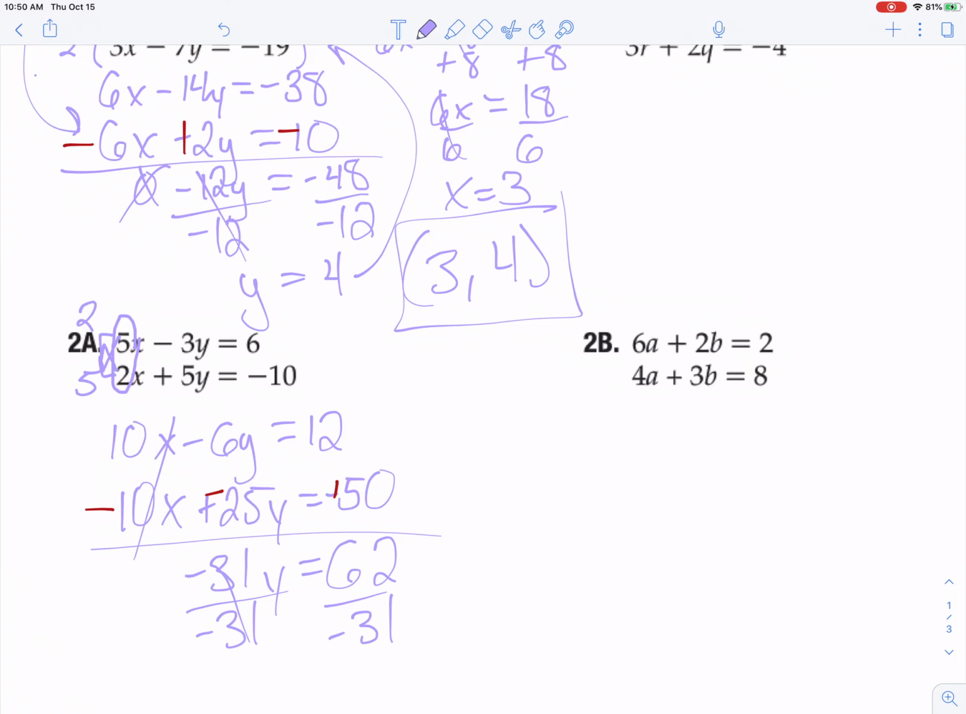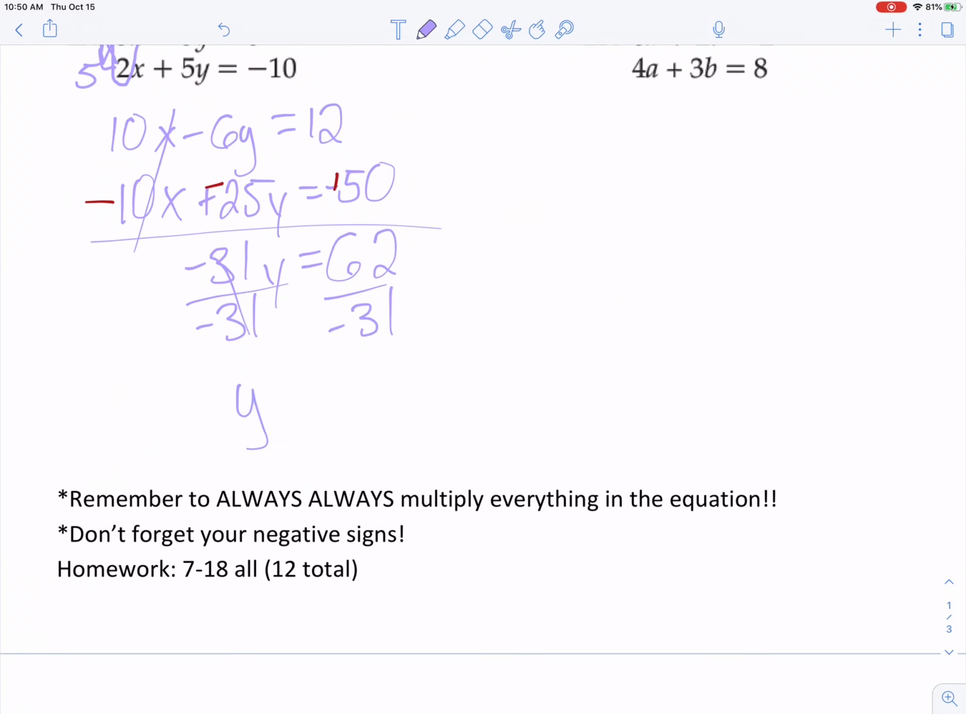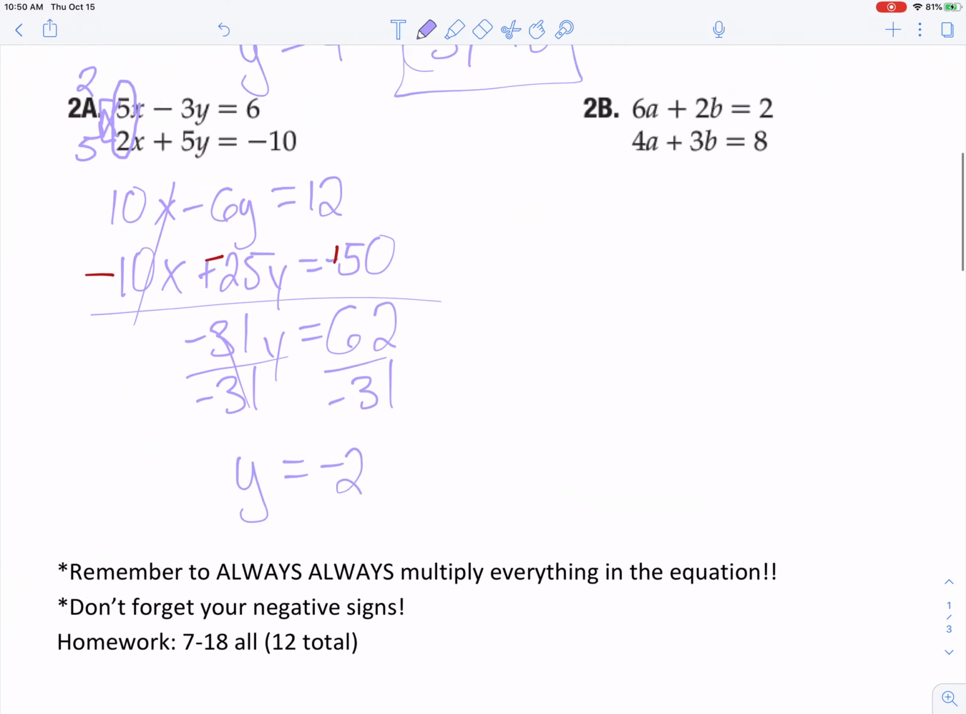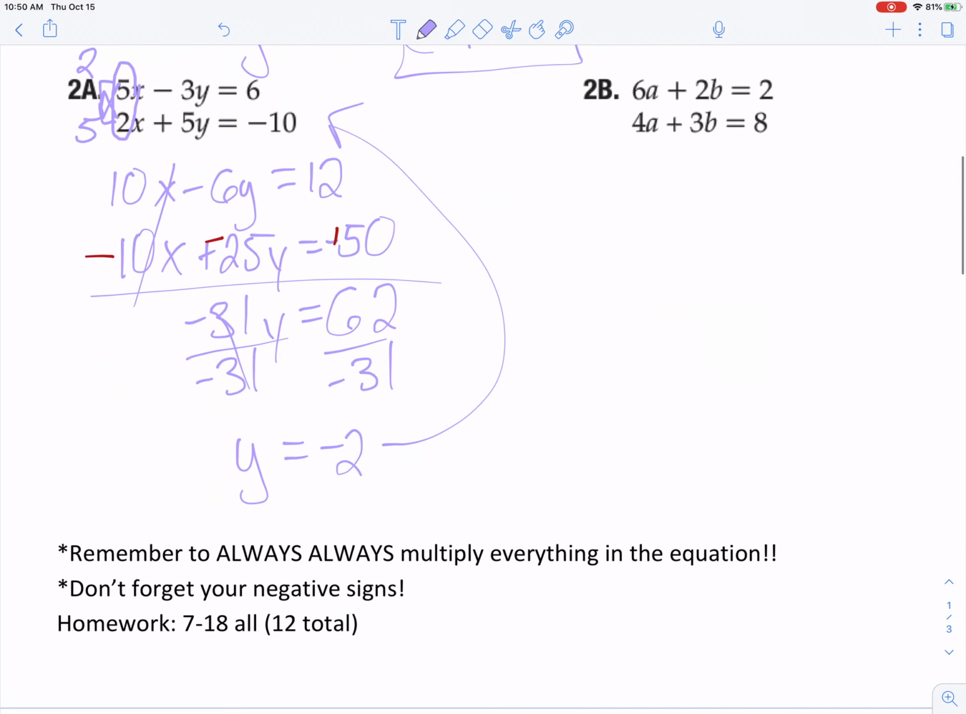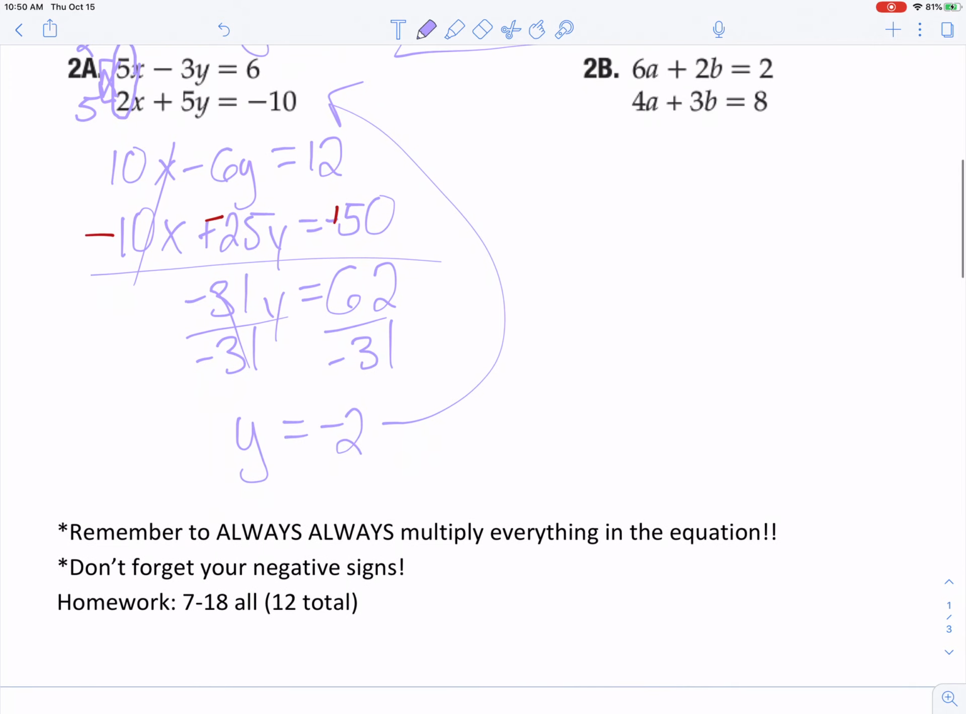Oh, whoops. Didn't mean to do that. There we go. And y equals negative 2. I would need to plug back in and solve for x to write my answer as a point. Always remember to multiply everything in the equation, and don't forget your negative signs. This is not the homework. And that's it for today.